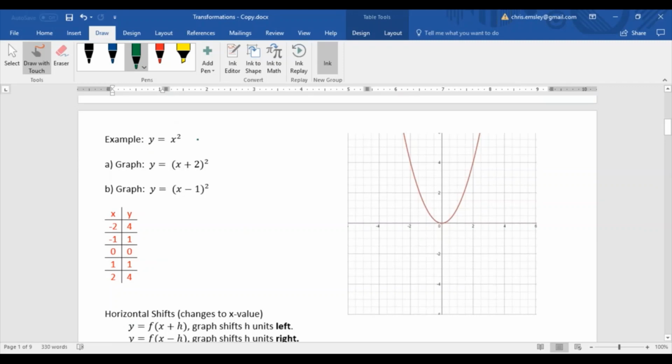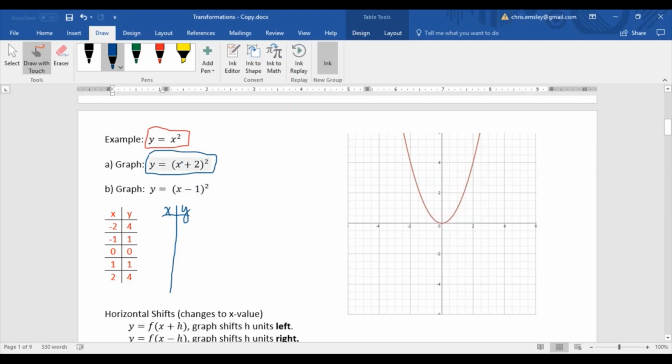Here's another one. We're going to start with that same parent function, just y equals x squared. So we've got the graph and the table. And now we're going to take a look at y equals x plus 2 quantity squared. Notice before, in the last examples on the vertical shifts, we had the plus outside of the squared. This time the plus 2, the plus a constant, is inside the squared, inside the function that we started with. So these are going to behave just a little bit differently than the last ones we looked at.